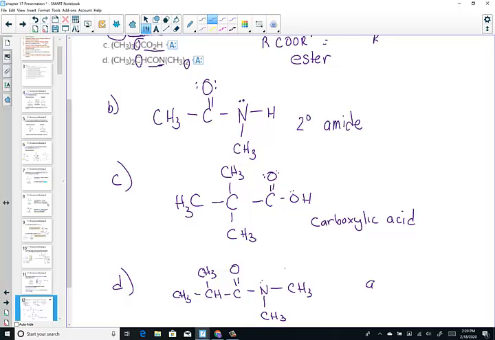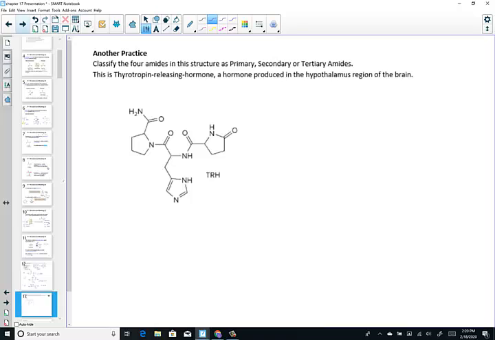Of course, this would be called an amide. And I can actually count 1, 2, 3 carbons. We could recognize that as a tertiary amide. How'd you do? Should we try another? Why don't you pause and give yourself think time? Classify the 4 amides as primary, secondary, or tertiary in this particular hormone.